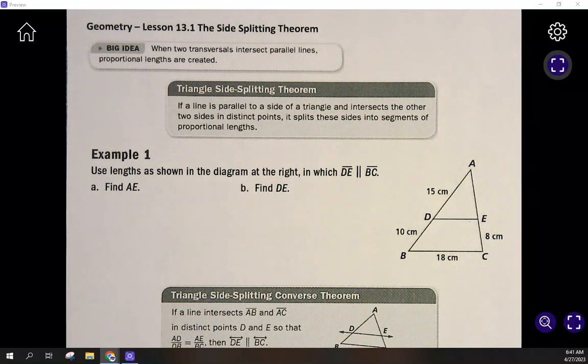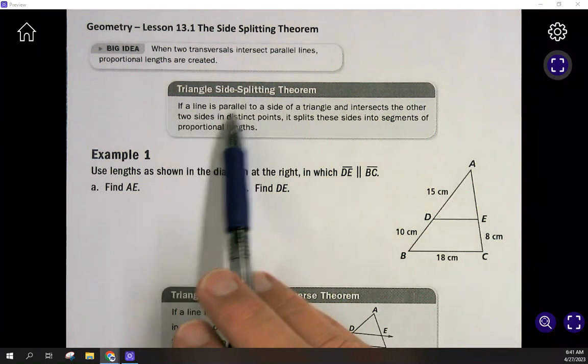This is geometry lesson 13.1. It's called the side splitting theorem. So the big idea says when two transversals intersect parallel lines, proportional lengths are created. So you have parallel lines, they get cut by two other lines that are not necessarily parallel. Those are your transversals, and we end up with lengths that are proportional.